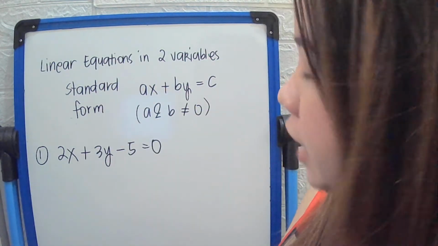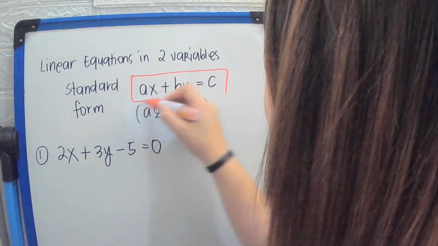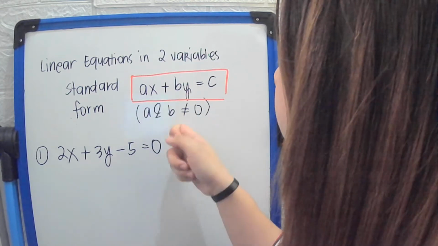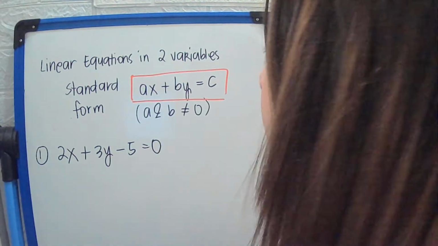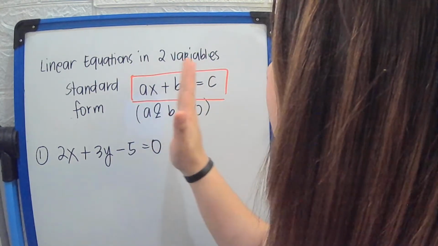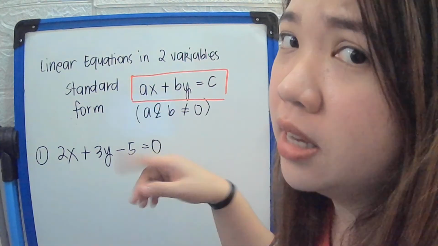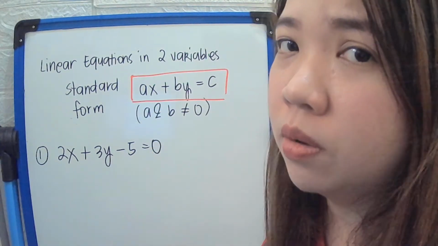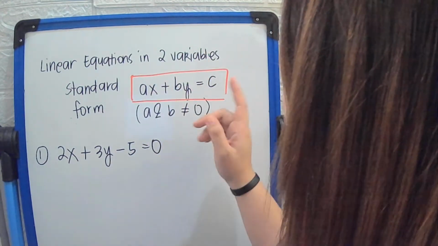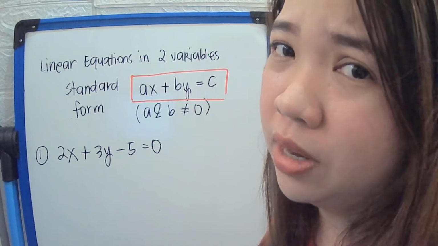So, ito po yung standard form ng ating linear equations in two variables. So, when I say standard form, your a and b must not be 0. So, why is that? Kasi kapag 0 na yung dito, 0 na rin to, mawawala yung x, mawawala yung y. Kasi that will be 0 times x, and any number multiplied by 0 is 0. So, mawawala yung variable, mawawala yung y, constant na lang yung matitira. So, hindi na siya linear equation in two variables.